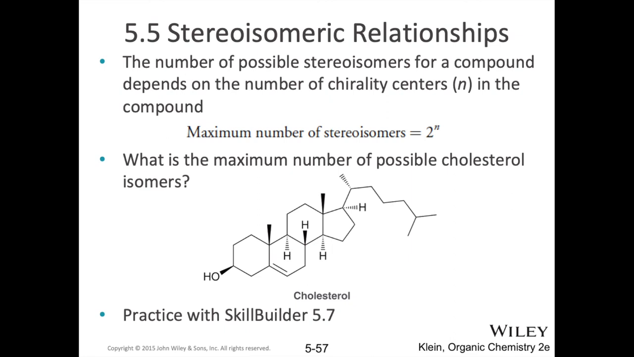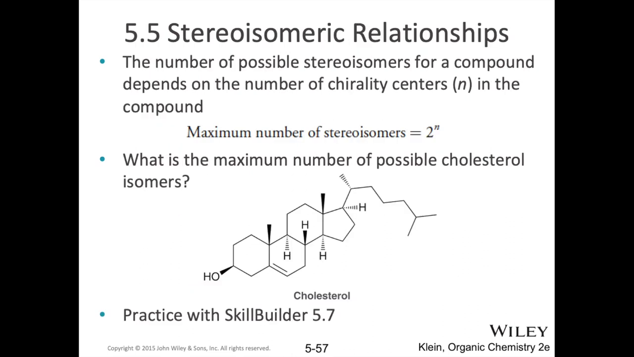Let's look for the number of stereocenters, the number of chiral centers, in this steroid over here, this cholesterol, and ask ourselves how many different ways we could flip these centers to get how many isomers. What's the maximum number of isomers we can get? So the first step here is to count the number of chiral centers.